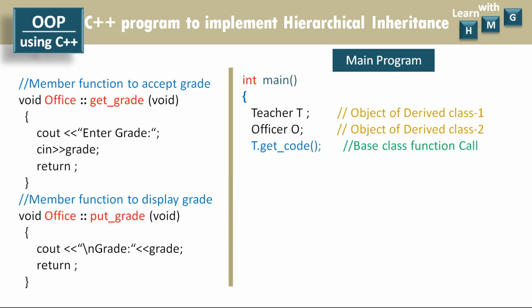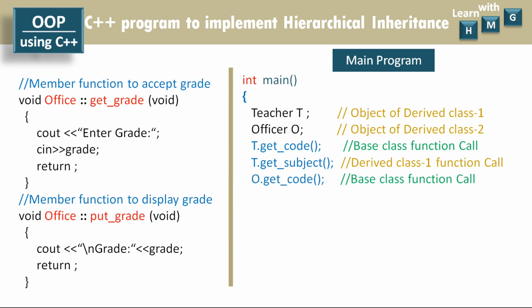Then first of all, call the function getCode to accept the staff code of the teacher, that is t.getCode. getCode is a function of the base class, that is, the staff class. Then accept the subject name of the teacher using the getSubject function call. The getSubject function is a function of derived class 1, that is, the teacher class. Then accept the staff code for the officer using o.getCode.